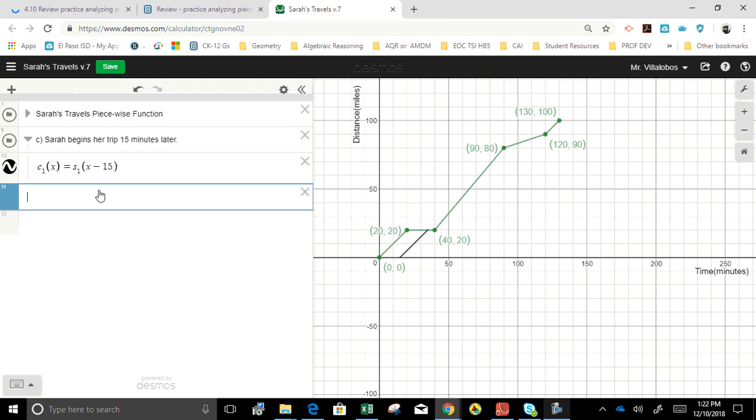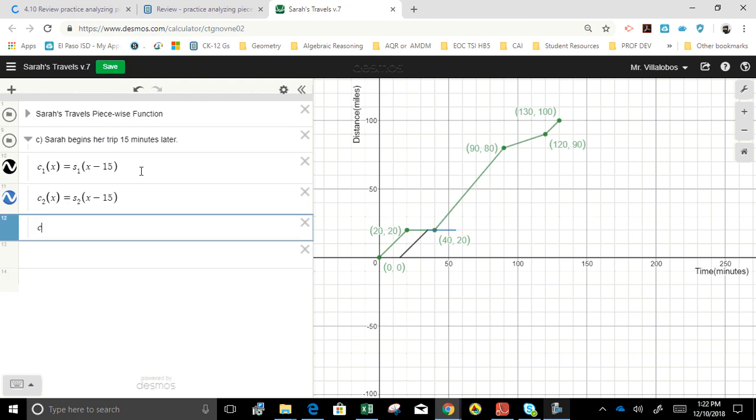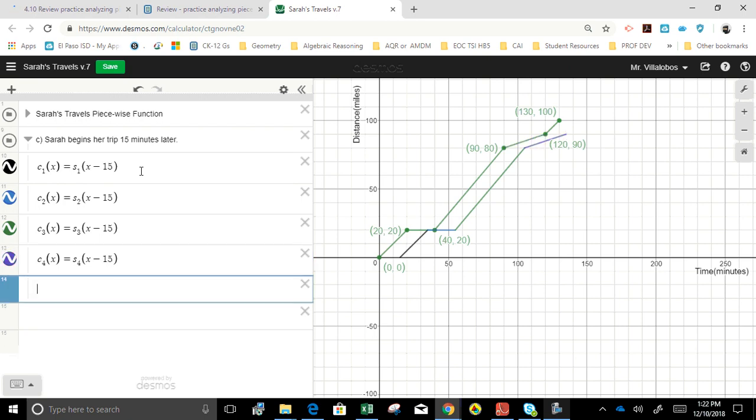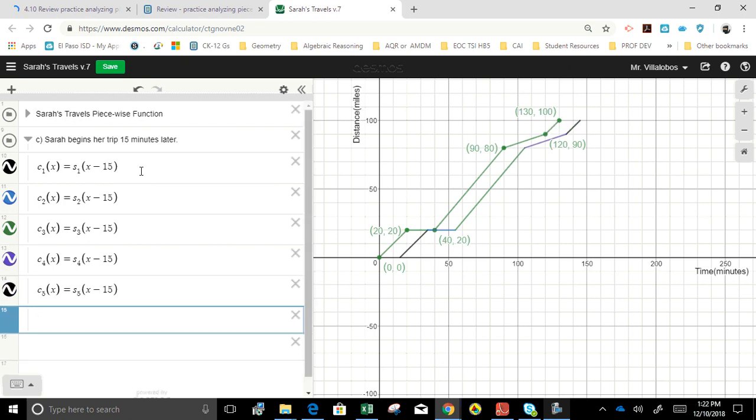Now, similarly, go here, press enter. That's C2 of X equals S2 of X minus 15. Enter. C3 of X equals S3 of X minus 15. Enter. C4 of X equals S4 of X minus 15. C5 of X equals S5 of X minus 15. And you'll see that the whole thing is now in the folder, and you can see that she now went, how far did she go?